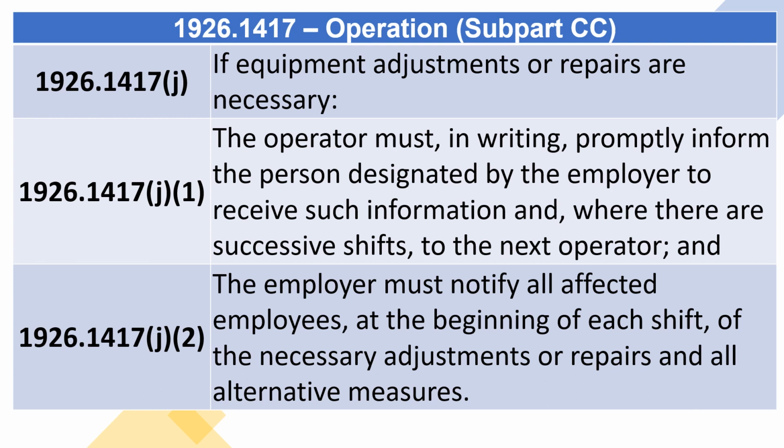1926.1417(j)(1) and (j)(2): The operator must, in writing, promptly inform the person designated by the employer to receive such information and, where there are successive shifts, the next operator. And the employer must notify all affected employees, at the beginning of each shift, of the necessary adjustments or repairs and all alternative measures.